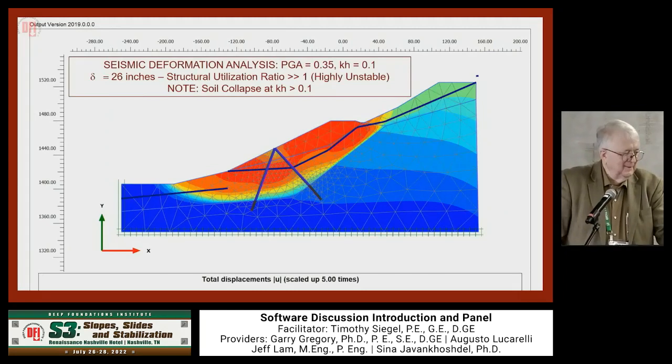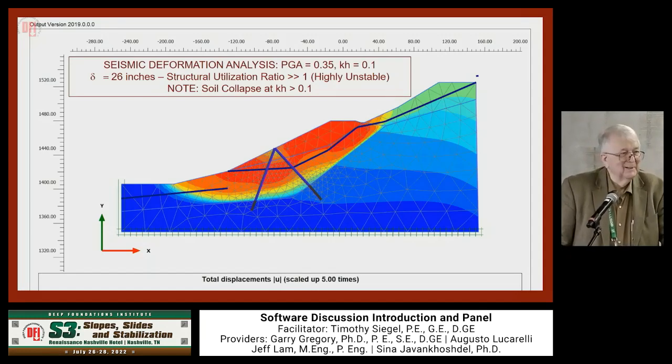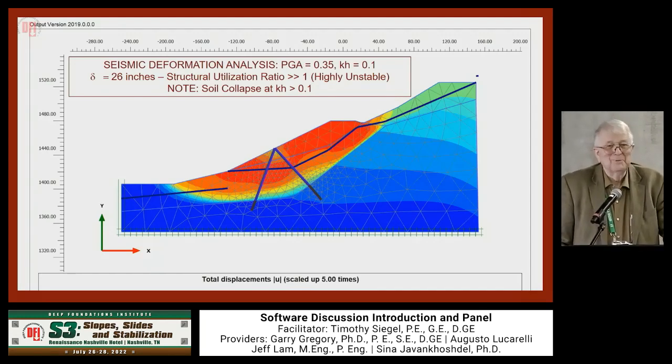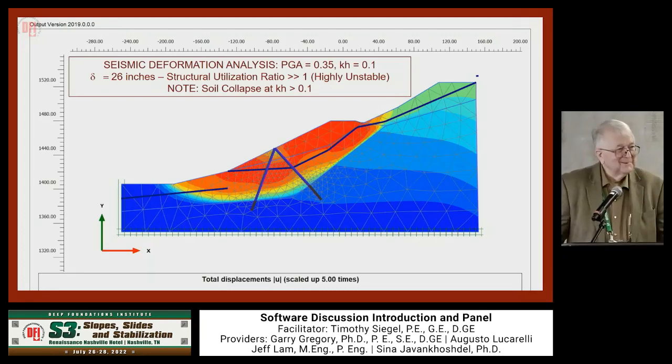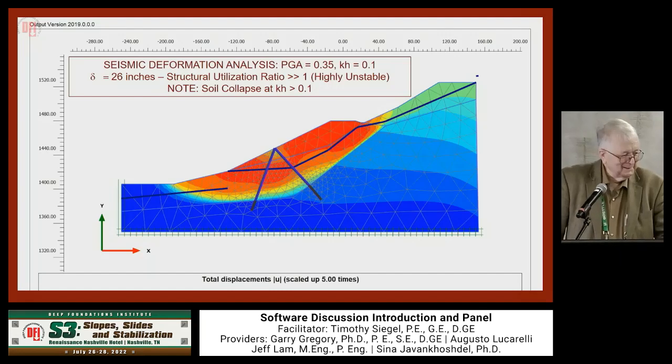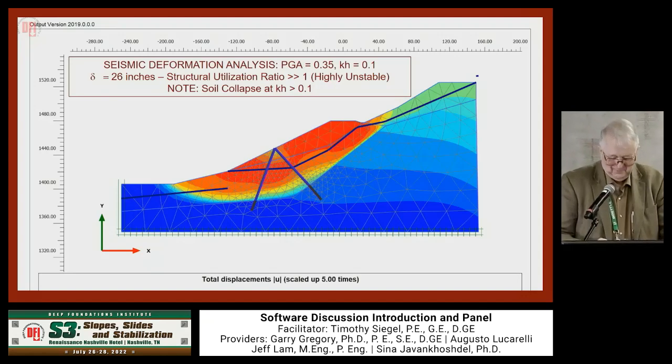All right, and then I went to the PGA of 0.35, and I couldn't get up to 1.14 for my case of H because anything above 0.1 collapsed. Looking at the iterations at about between 80 and 90% of the load, the system collapsed. So I couldn't get above case of H of 0.1, so remember that. Delta then became 26 inches, and the structural utilization ratio is considerably above 1, and so it's highly unstable.